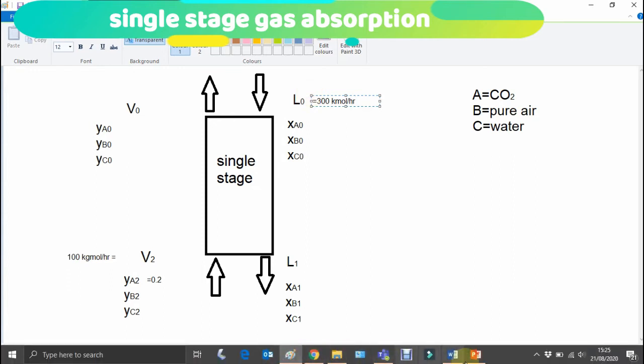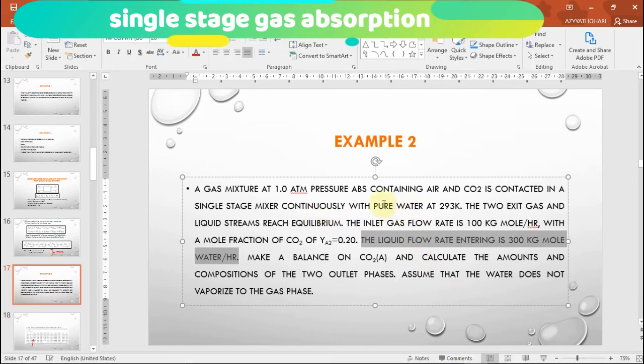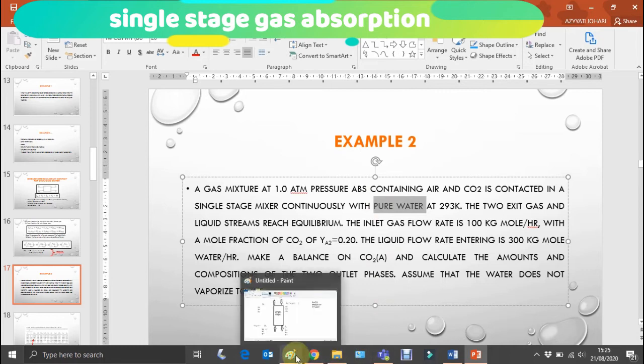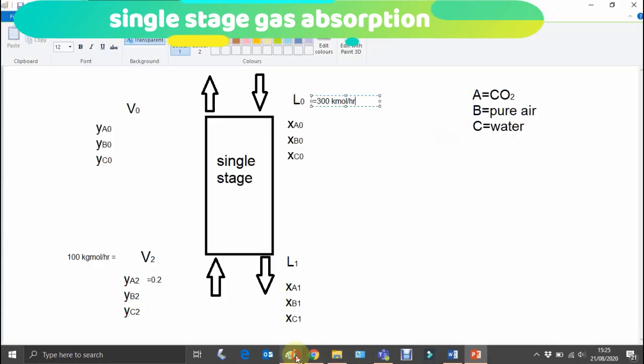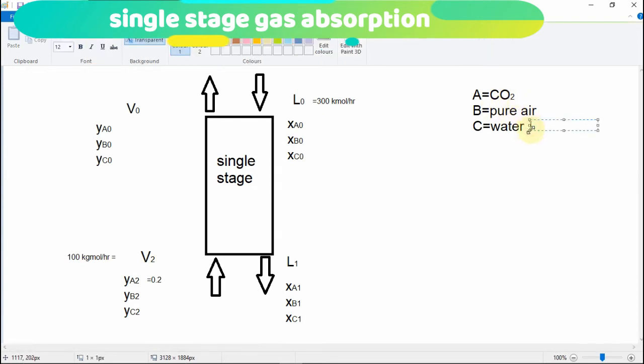Okay, and then the question stated pure water or pure solvent. Water is the solvent, so the word pure there means we can put a value here. Since it is pure, meaning 100% of water is going to be used for the system to absorb carbon dioxide from the air. So this will be pure water.